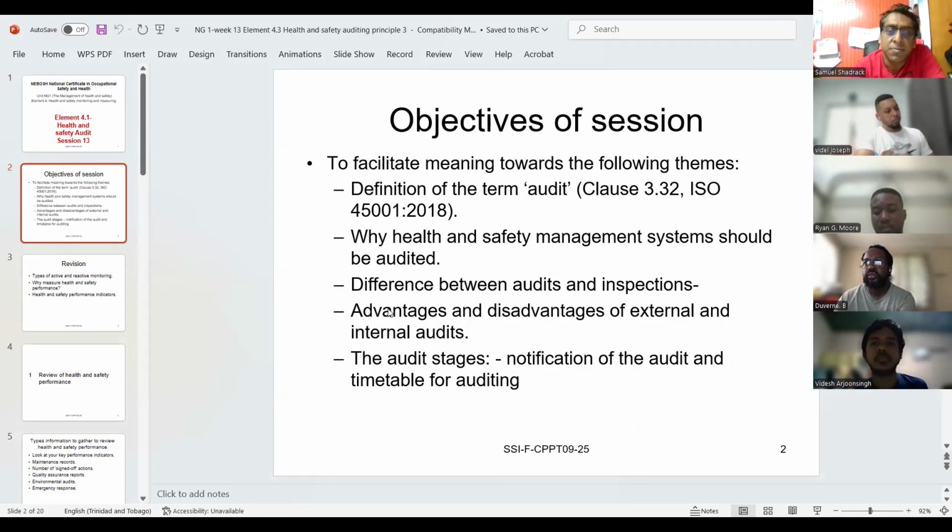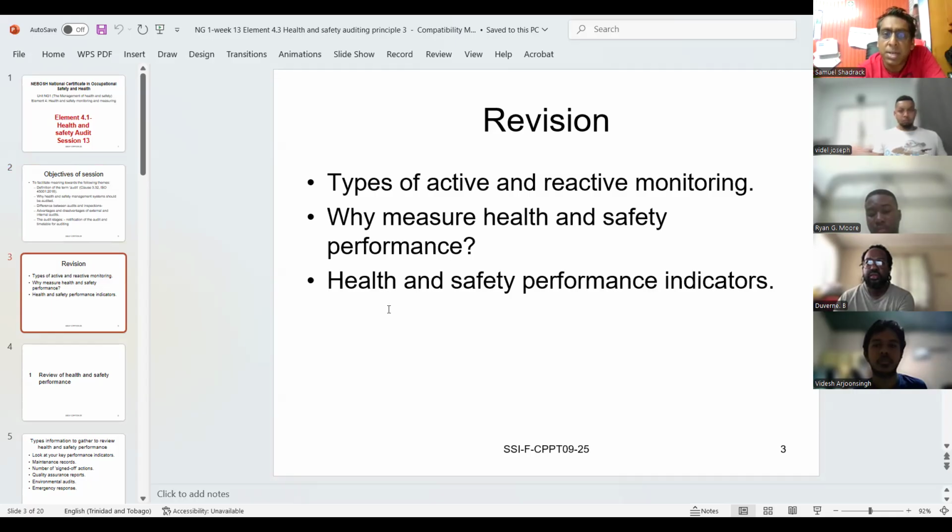So to facilitate meeting the following team's definition of the term audit: a different reference point there, the ISO 45001:2018 definition, why a health and safety management system should be audited, the difference between audits and inspection, advantages and disadvantages of external and internal audits, the audit stages, notification of the audit, and timetabling for audits. This would have been last week, types of active and reactive monitoring.